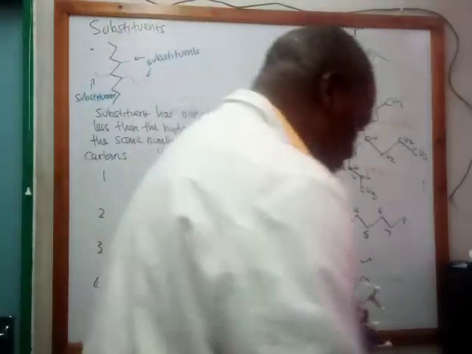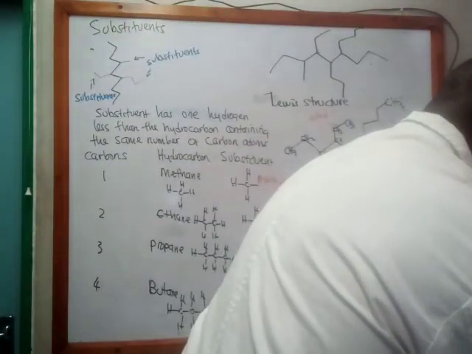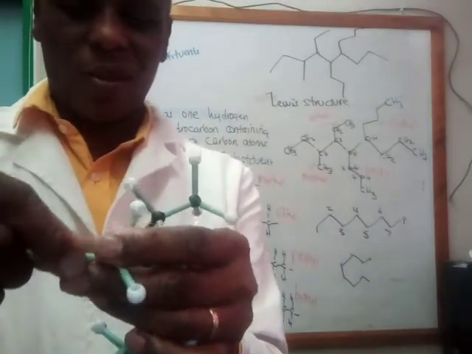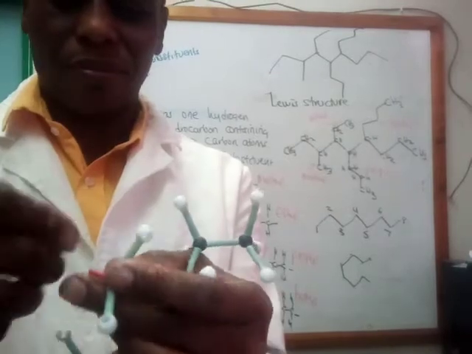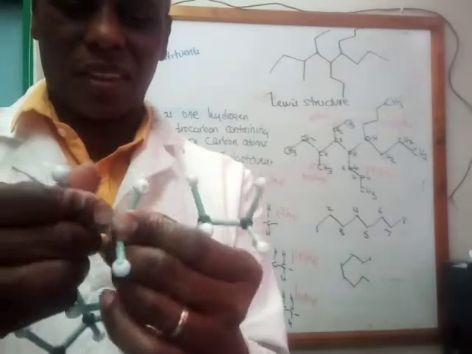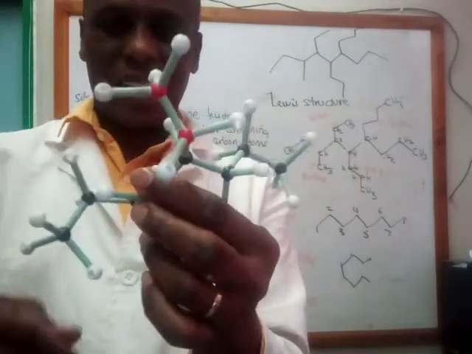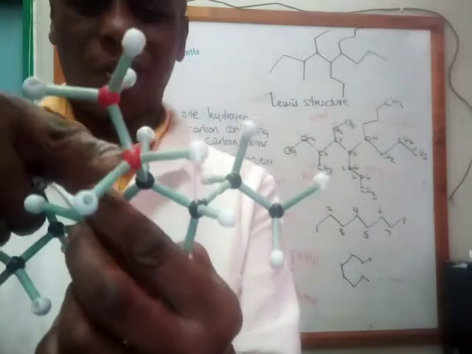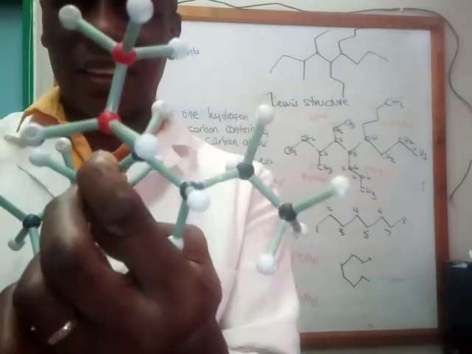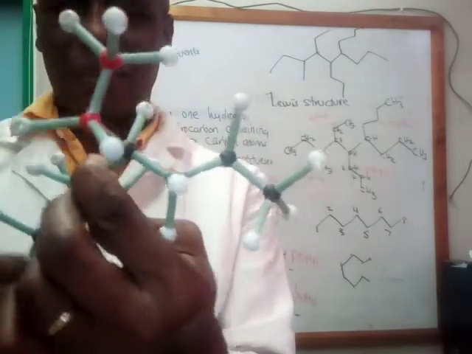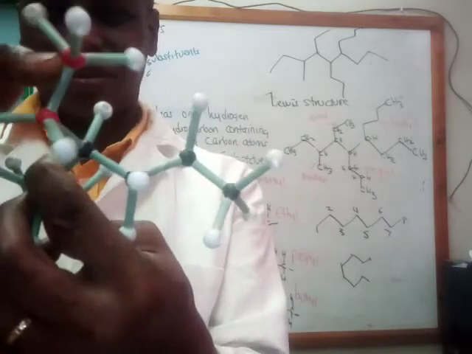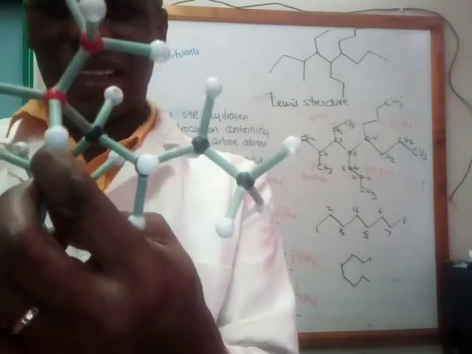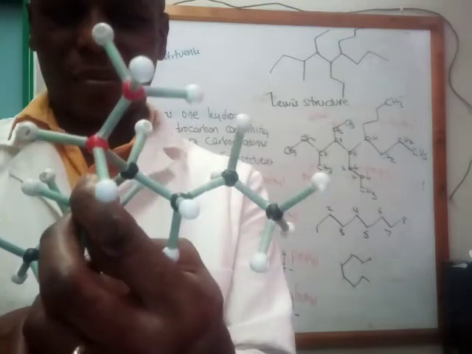So if I'm to add, let me just try to add another carbon atom. All right, can you see here? So this is a substituent with two carbon atoms. So this is called an ethyl substituent. Can you see how it is? It is an ethyl substituent, yeah?